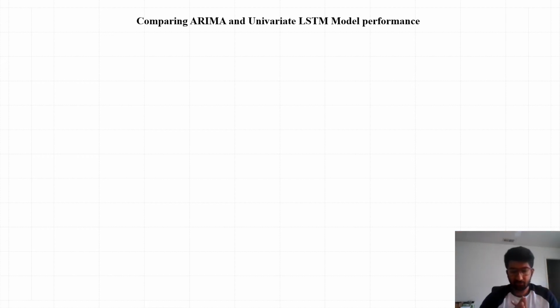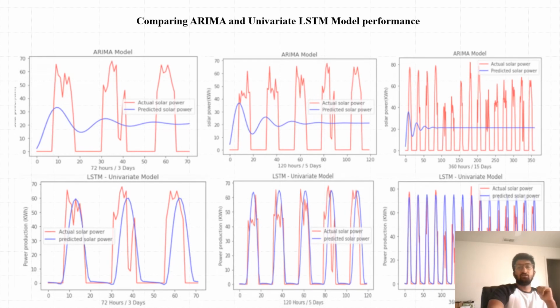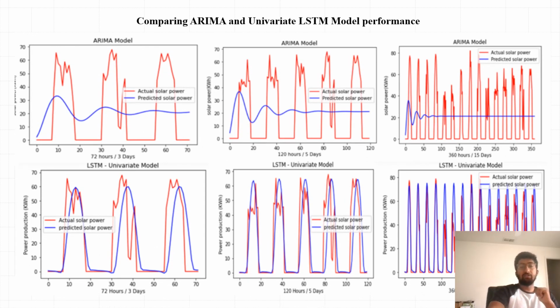So if I present the result of the Arima, that is the classical statistical model, and the univariate LSTM model, this is the result you can see. The first row is the prediction from the Arima model. You can see the prediction for the next 3 days. For the first day it is quite okay, but after that it's slowly decreasing. And if we see the next 5-day prediction, it is pretty bad. And on the 15 days, after 3 days, it's quite a straight line.